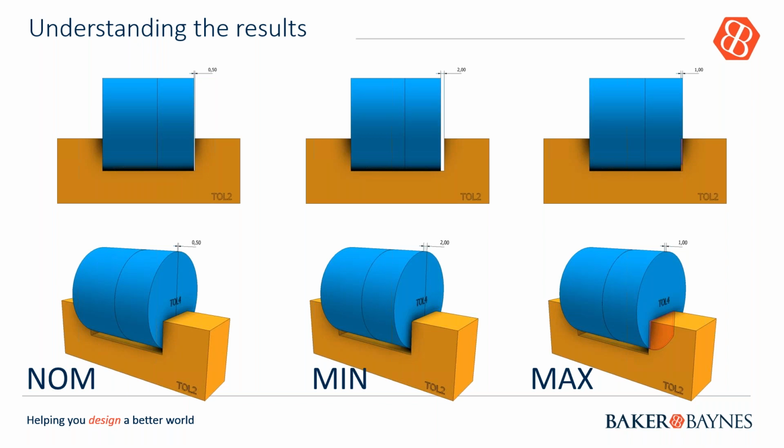So this is a simple example that illustrates the stack up. Nominal size is the size designed. The minimum size is all the components modeled at their minimum material condition, and the question there is, on the minimum, is the gap too big? Following that, the maximum is all the components modeled at their maximum material condition, and of course, we have a clash, as you can see at the bottom there.